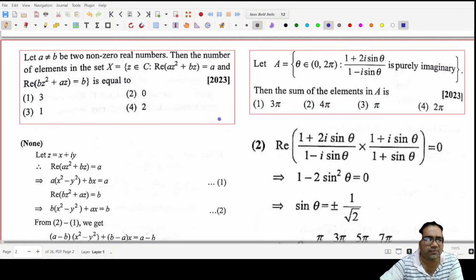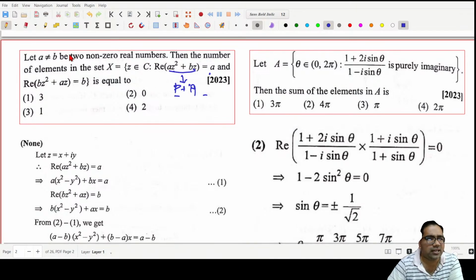So this will come to something like p plus iq. If you do all of this, a z square plus b z, you will get something like this. Then real of this is equal to a. That means this p should be equal to a. Okay, so let's assume that z is equal to some x plus iy. Then what does it mean? Real of a z square plus b z.